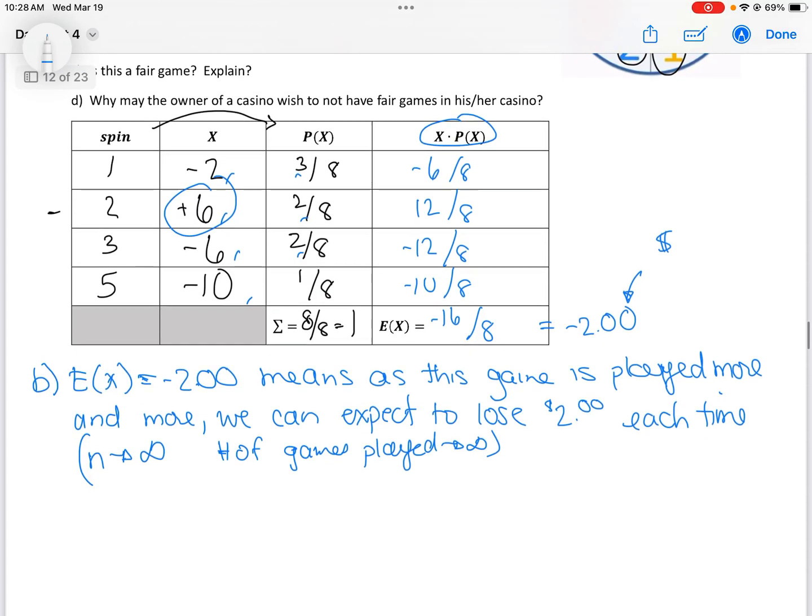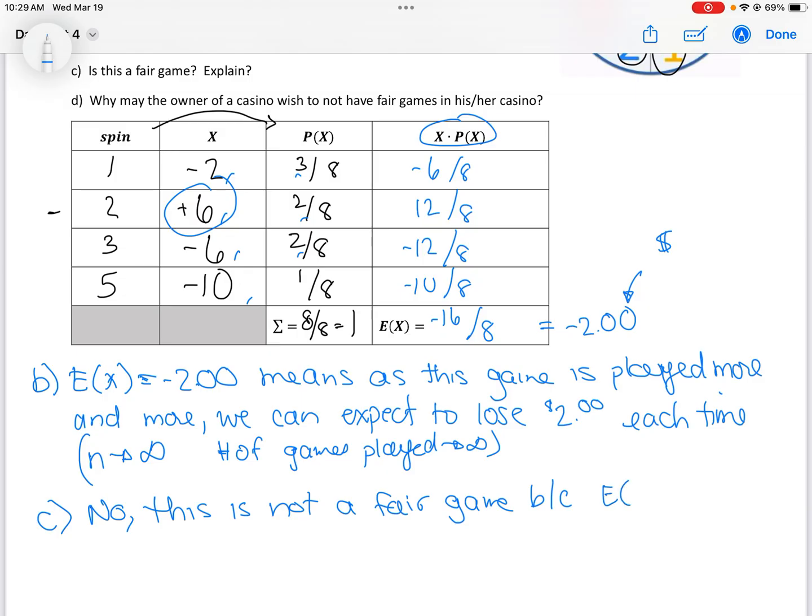Now, is this a fair game? So, no, it's not a fair game, because the expected value does not equal 0. This is the straight definition. Okay? And we can also say the game is in favor of the house, because the player is not the one winning. The house would be winning that $2.